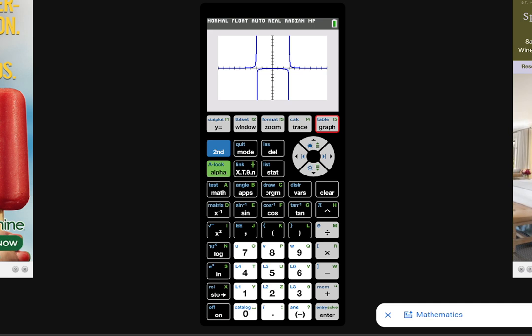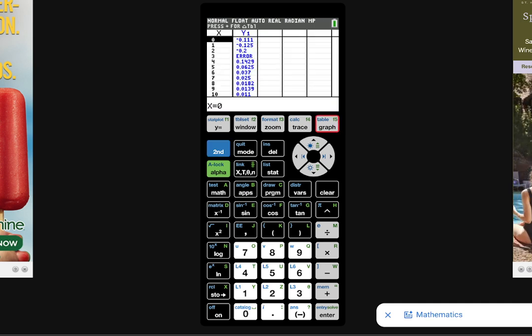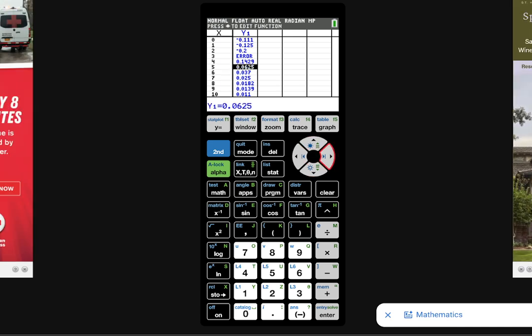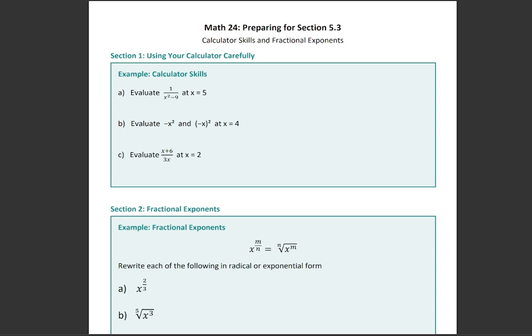And then if I go to the table, we can immediately pick up the x value at 5, 0.0625. So it's very, very important that that is taken into consideration.